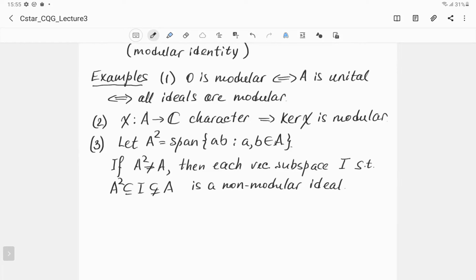And here's a concrete example. For example, we can take the algebra of polynomials with zero constant term. This is our algebra A. And I is tA. So this is a concrete special case of this general situation. This ideal is not modular in A.